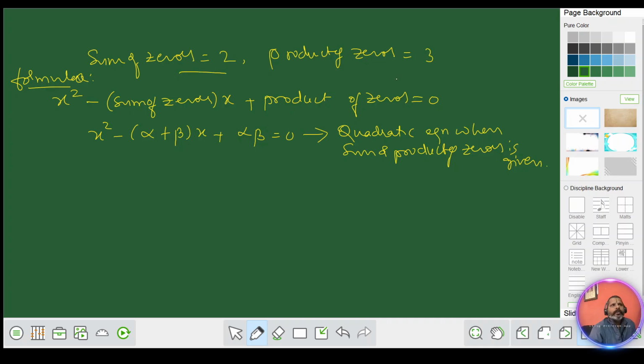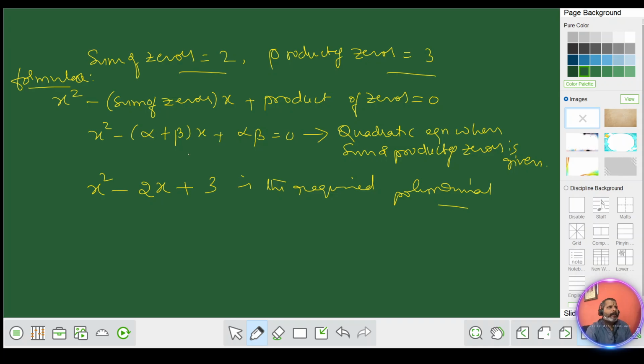Now, sum of zeros is 2, product of zeros is 3. The quadratic polynomial becomes x square minus sum of zeros, that is 2 into x, plus product of zeros, that is 3. This is the required polynomial. Please make a note of this formula. We can write x square minus sum of zeros into x plus product of zeros. Now we are good to go for the exercise.